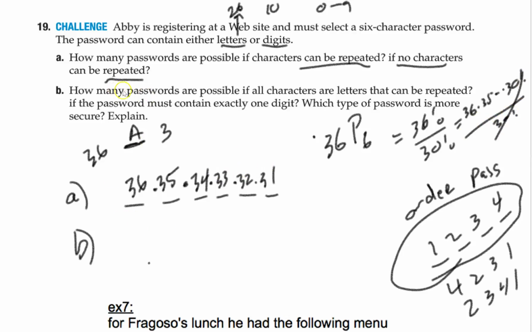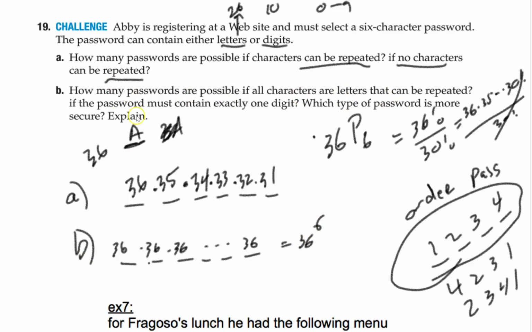Now let's look at B. How many passwords are possible if all characters letters can be repeated? So they're saying, hey, you picked A, you can pick A again all you want. So in this case, it's going to be 36 times 36 times 36 the whole way. So that's basically going to be 36 to the 6th power.